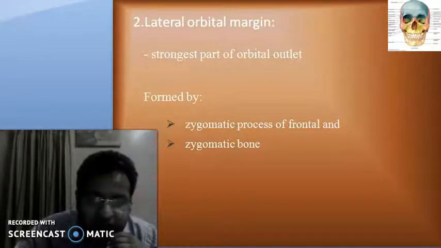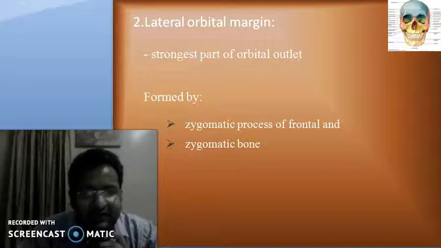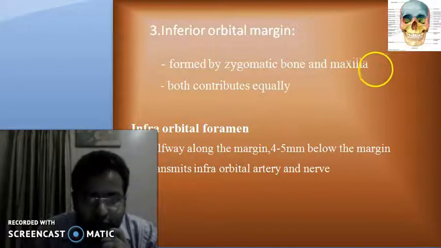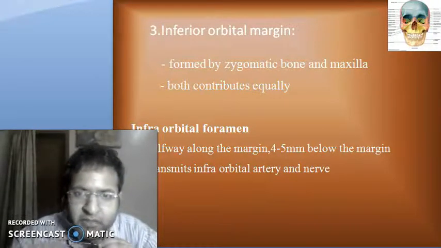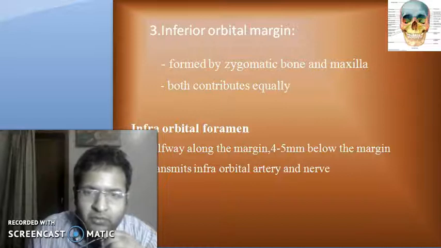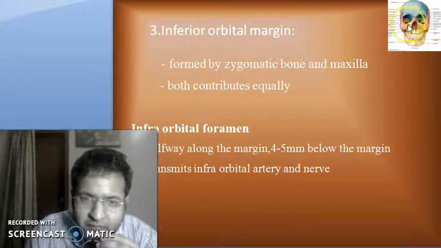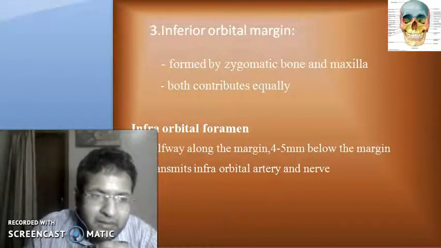The lateral orbital margin is the strongest part of the orbital outlet. It is formed by the zygomatic process of the frontal bone and the zygomatic bone. The inferior orbital margin is formed by the zygomatic bone and the maxilla, and both contribute equally. The infraorbital foramen is halfway along the margin, 4 to 5 millimeters below the margin, and it transmits both the infraorbital artery and the nerve.